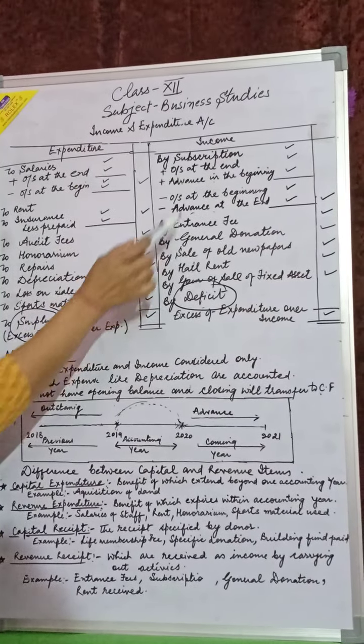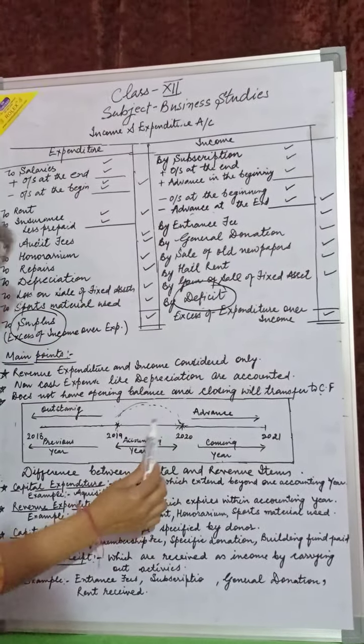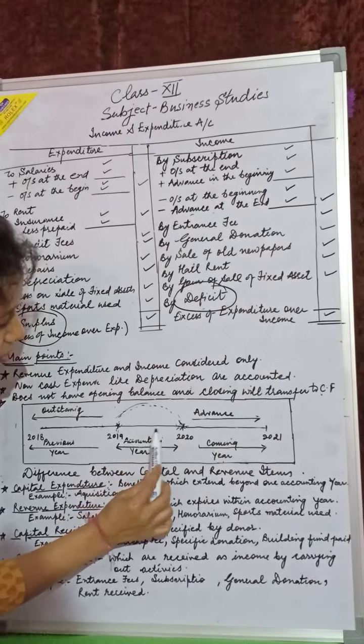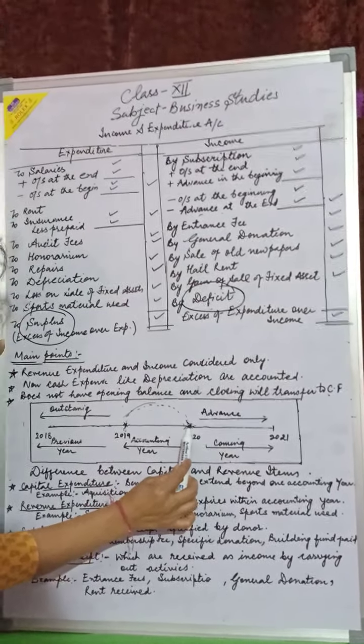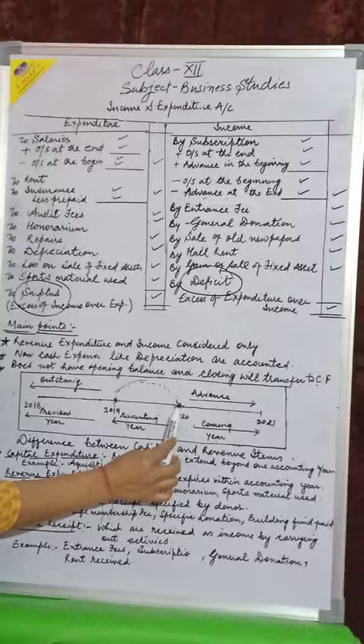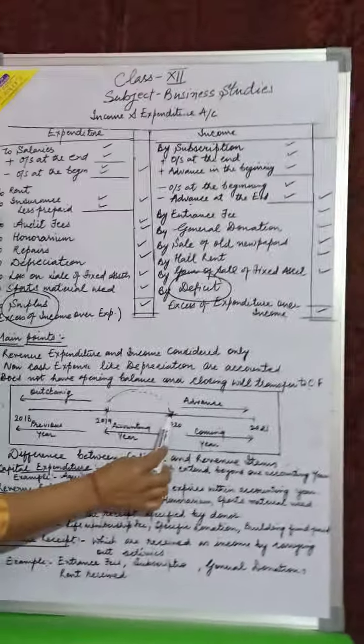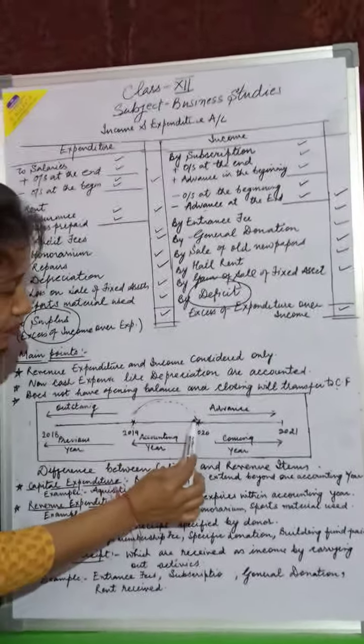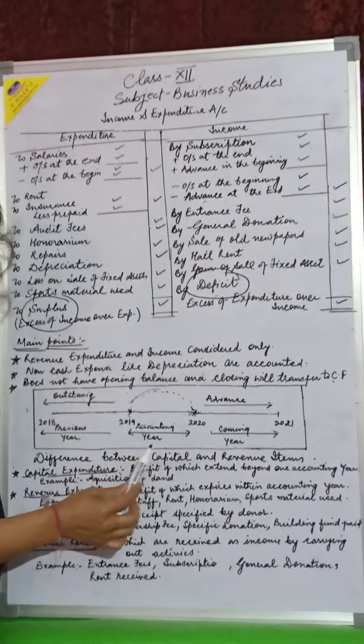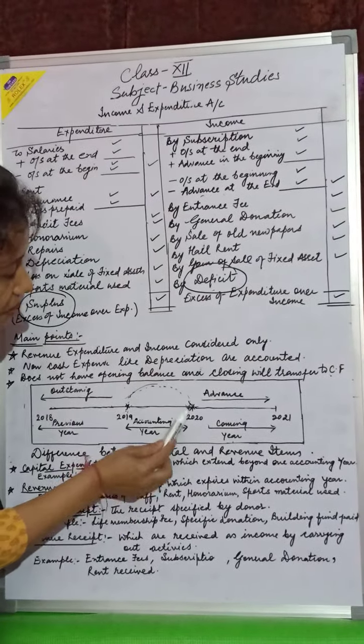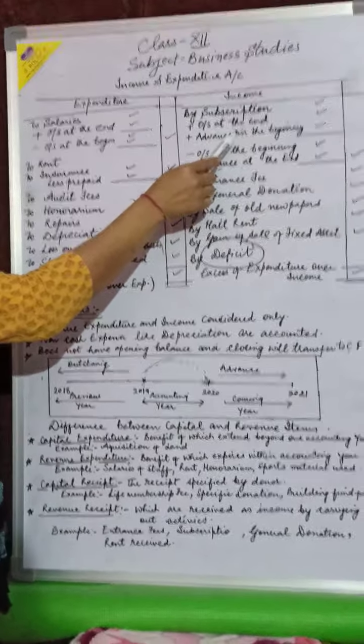The same applies to outstanding. Now if the subscription is due at the end, it means the outstanding subscription is going to be added, because outstanding means the subscription yet to be received, which is actually part of your current year, so it is going to be added here.